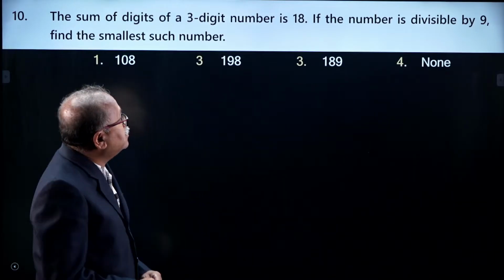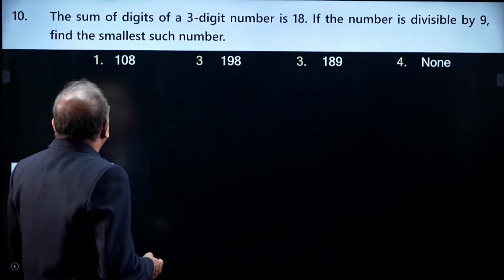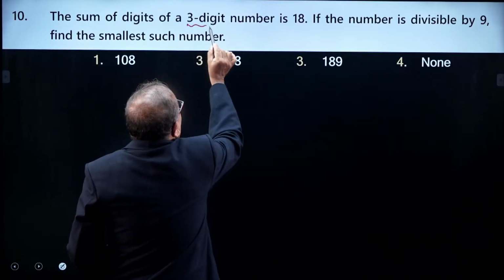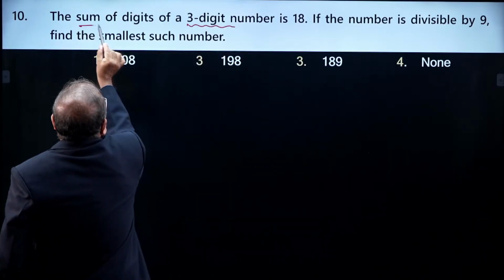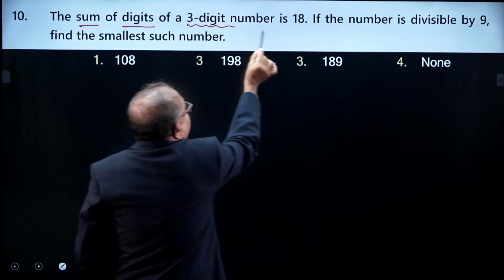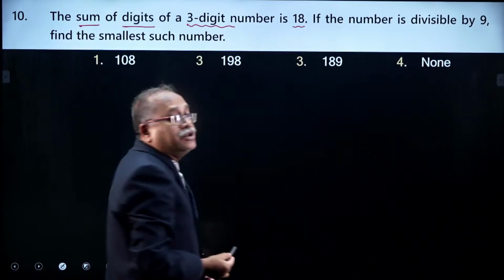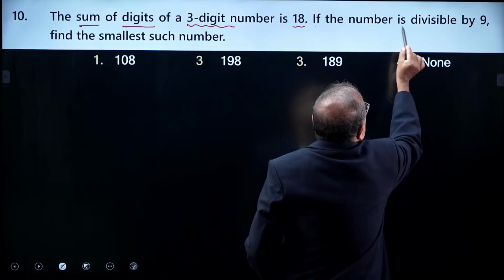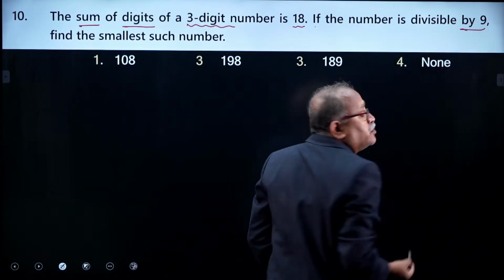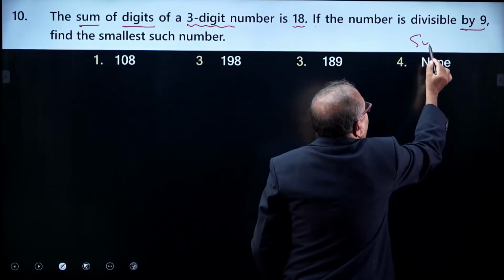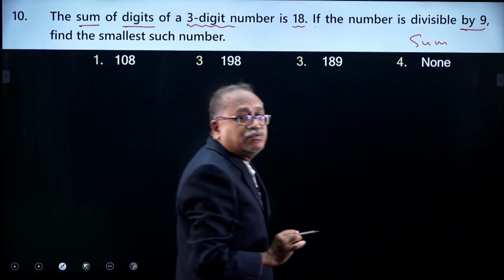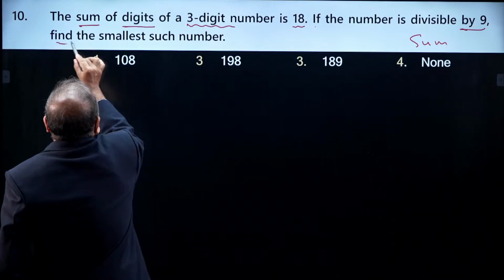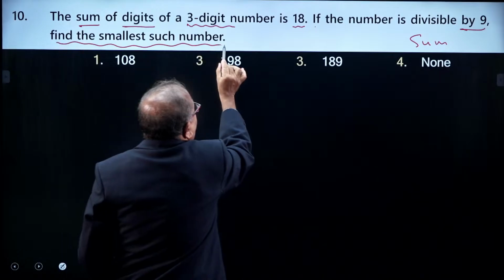Here is the question. What is the question? The sum of the digits of a 3-digit number is 18. Now, if the sum of the digits is divisible by 9, the number is divisible by 9. If the number is divisible by 9, find the smallest such number.